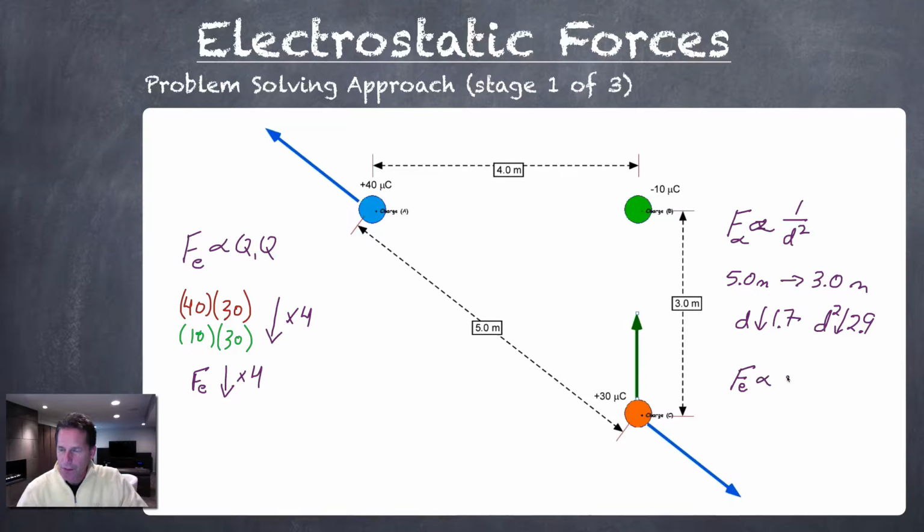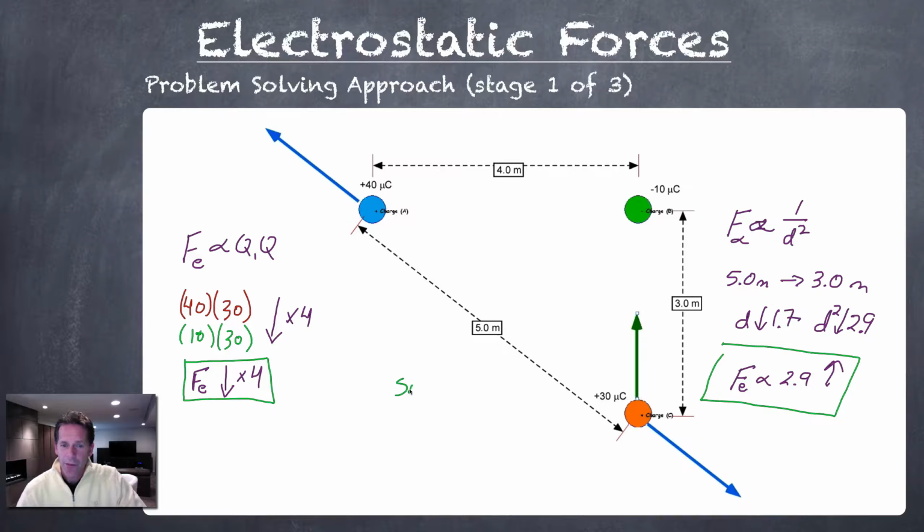should get 2.9 times larger. So we need to compare these 2 scenarios to each other. Due to the distance, the electric force should be almost 3 times bigger, but due to the charges, it should be 4 times smaller. So if we look at those 2 scenarios, clearly overall, that force vector should be smaller than the first one that I drew.